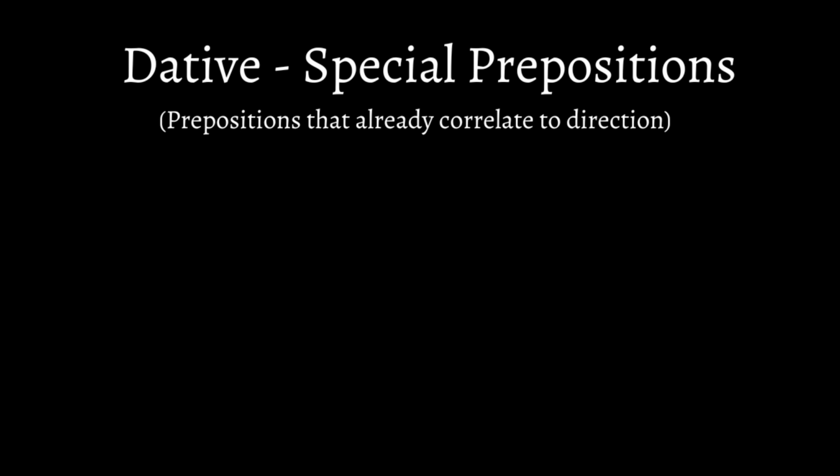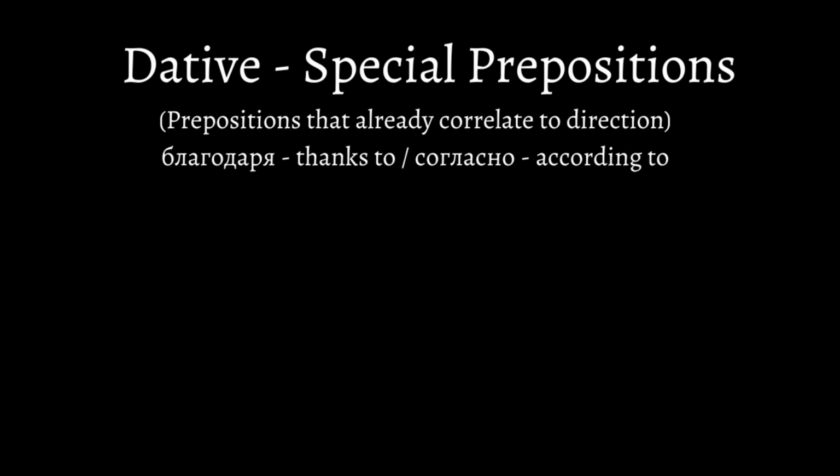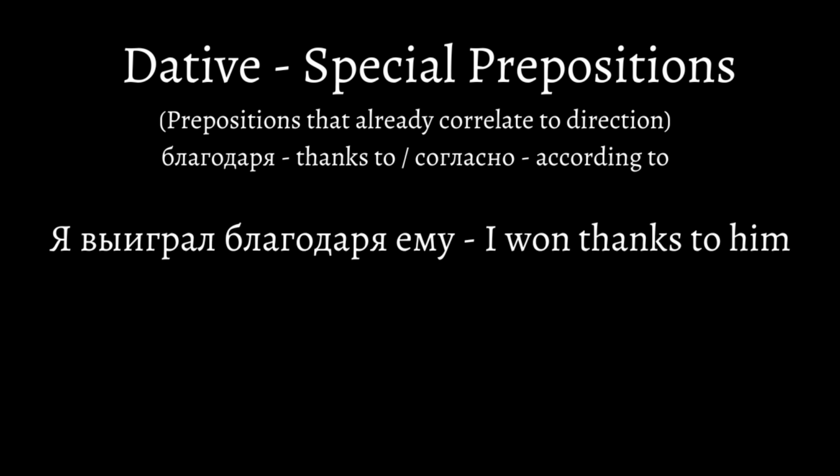Finally, the last use of the dative with object pronouns is special prepositions that already correlate to direction. Aside from the preposition к, meaning to, the dative uses other prepositions that connect to direction, even when putting them in English. Of course, I will not list every preposition, but you get the idea. Two common ones are благодаря, meaning thanks to, and согласно, according to. And here are some examples.